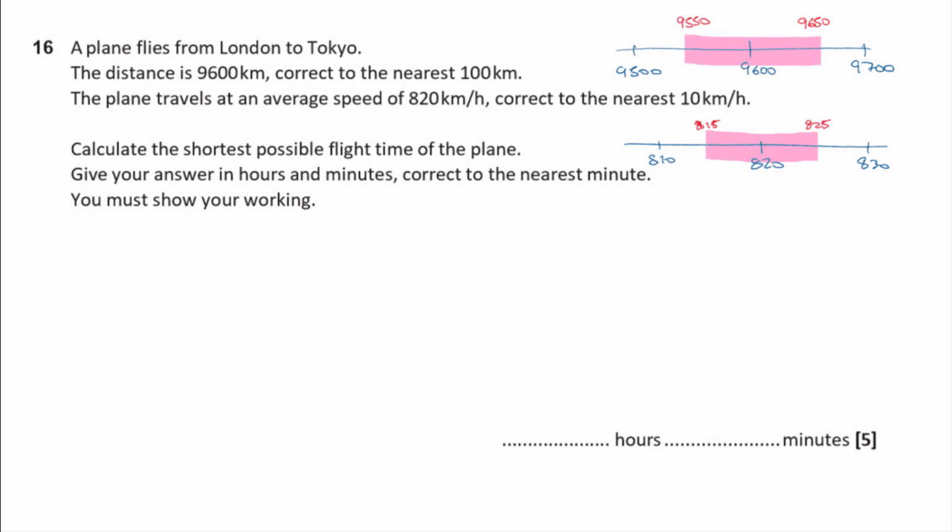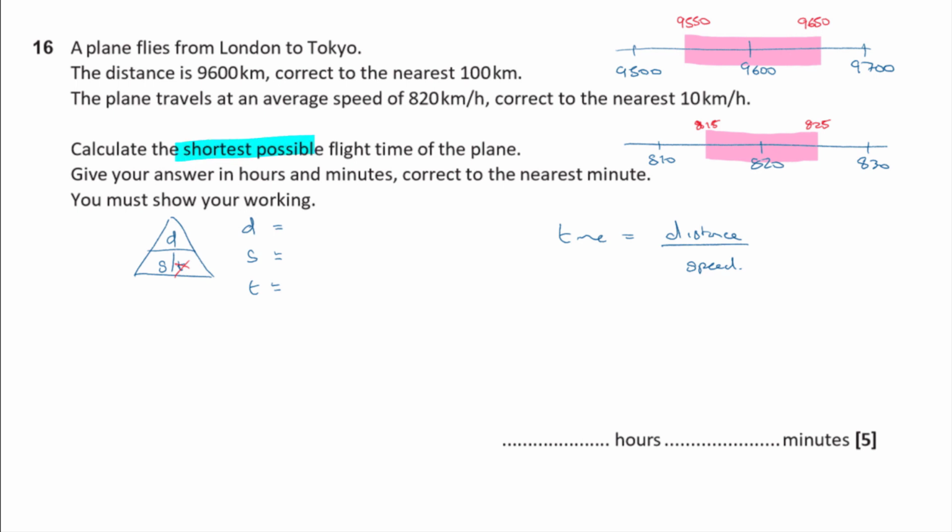Okay, right, so calculate the shortest possible flight time. So this is a distance speed time problem, isn't it? So I'm going to draw my distance speed time triangle. So what is the distance, what is the speed, what is the time? Okay, now I want to know the time, don't I? So my calculation is for time, and time is equal to distance divided by speed. Now I want the shortest possible flight time.